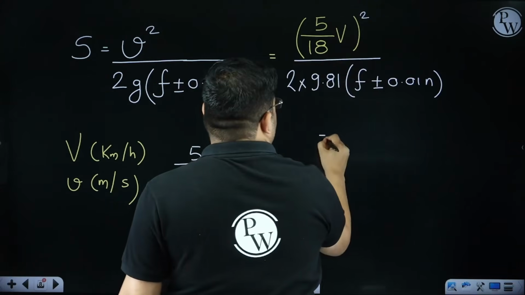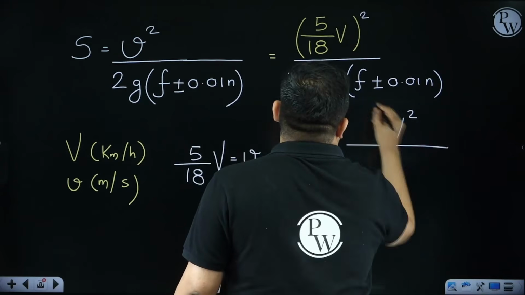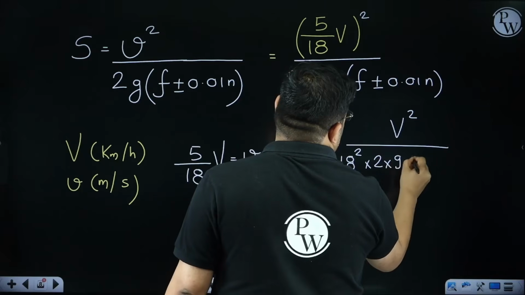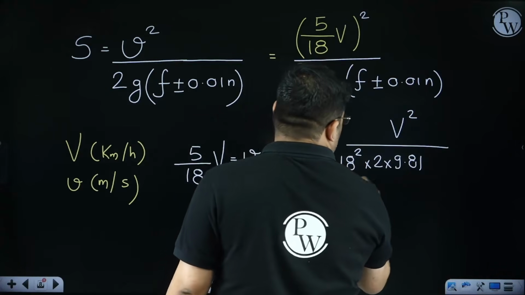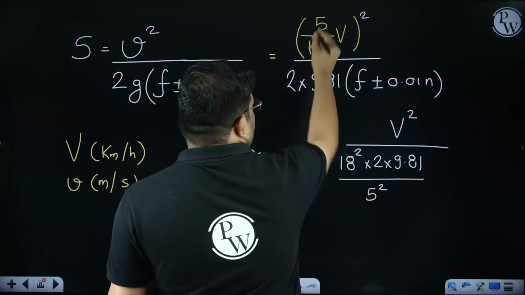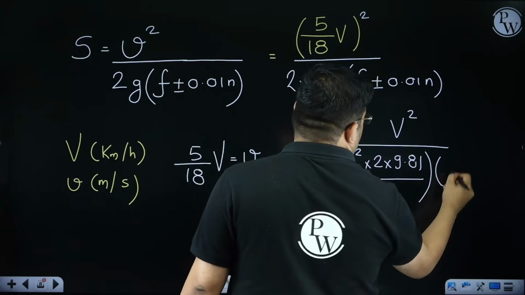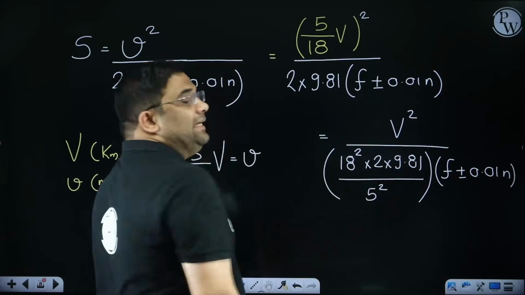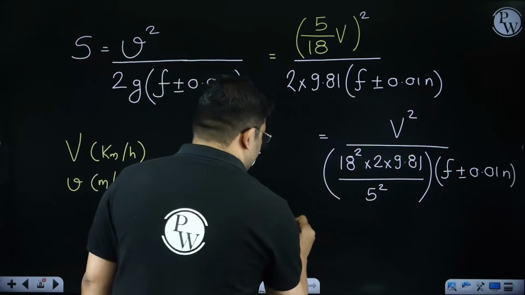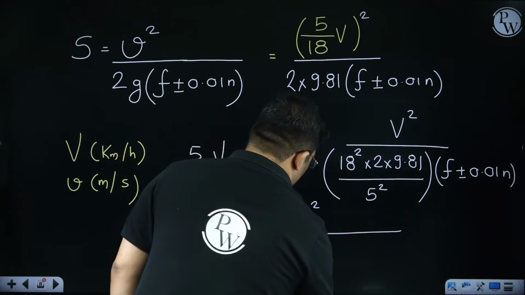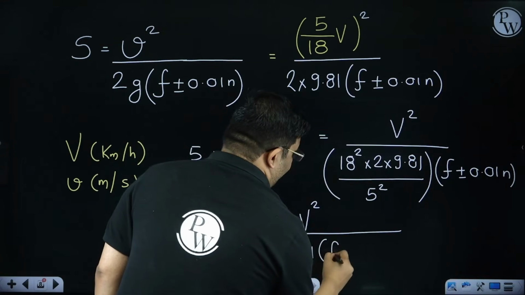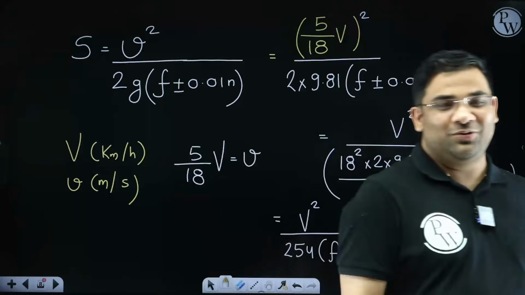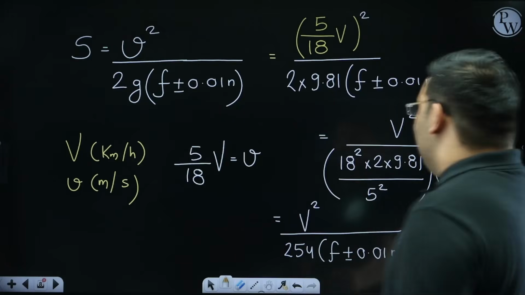I can rearrange this equation: the 18 square I'll bring down, so 18 square into 2 into 9.81, and the 5 square goes further down, into f plus minus 0.01 n. This value is approximately 254. So we get the equation V square by 254 into f plus minus 0.01 n. So this is the braking distance.